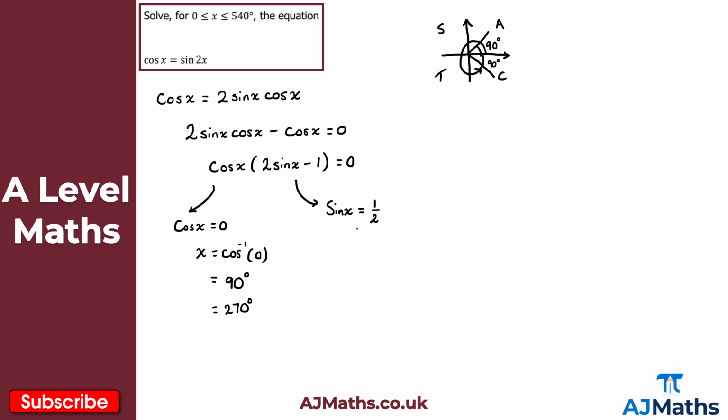We also have sine x equals a half. So x is given by taking sine inverse of both sides. So x equals sine inverse, or arc sine, whichever you prefer, of a half.